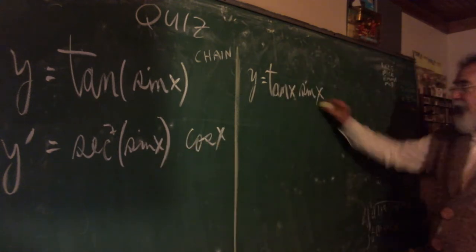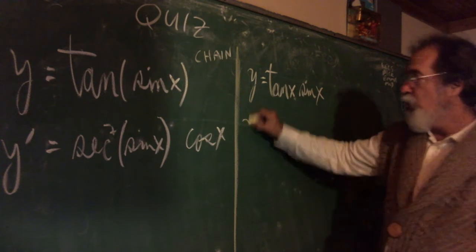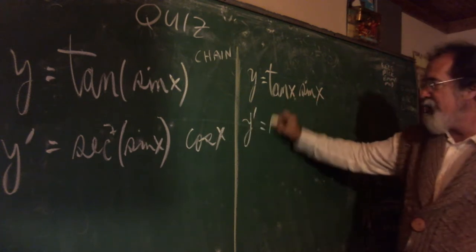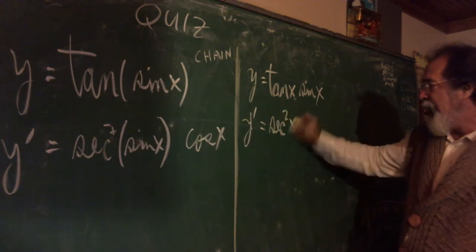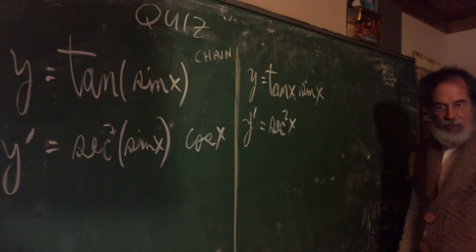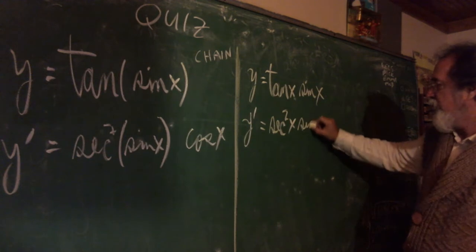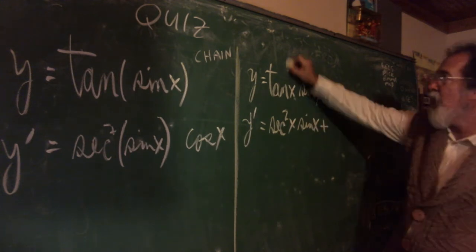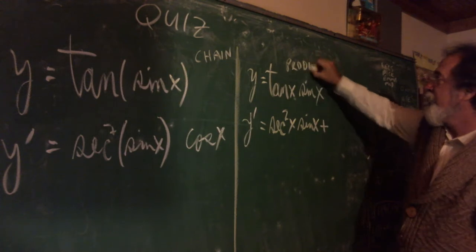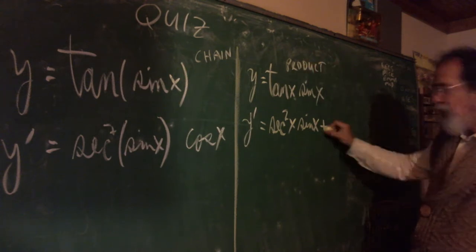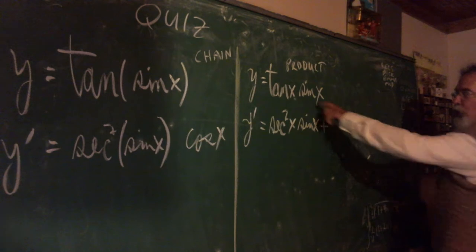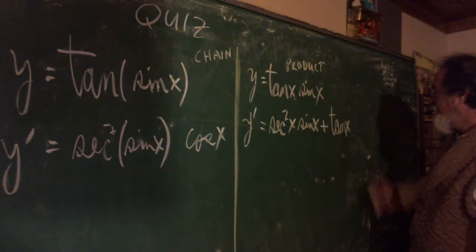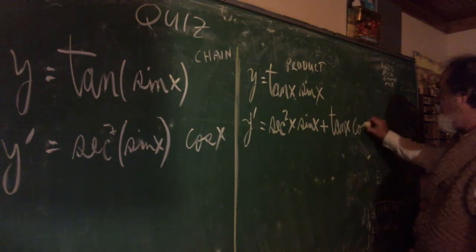Now this guy has an interesting derivative. We do y prime. The derivative of tangent is secant squared x. That's the derivative of tangent x. The other factor unchanged. Plus, because it's product rule, this thing's a product. Plus, now I got to do the derivative of sine x. So I have tangent x times the derivative of sine x, which is cosine x.